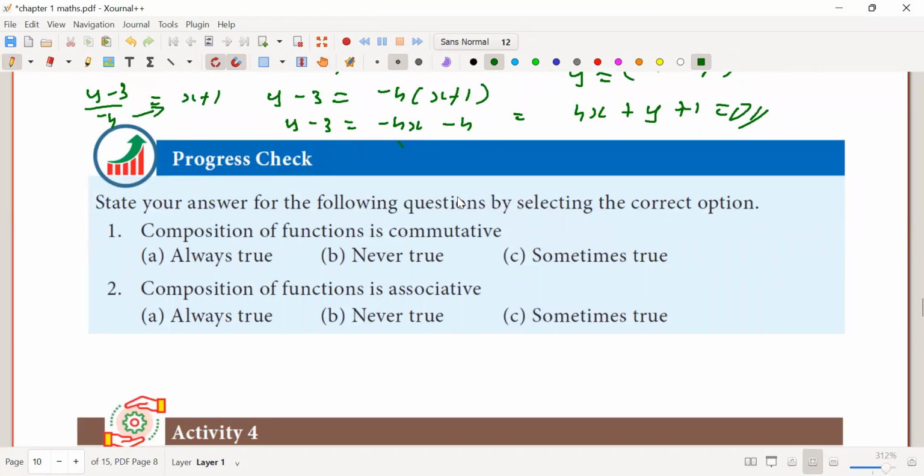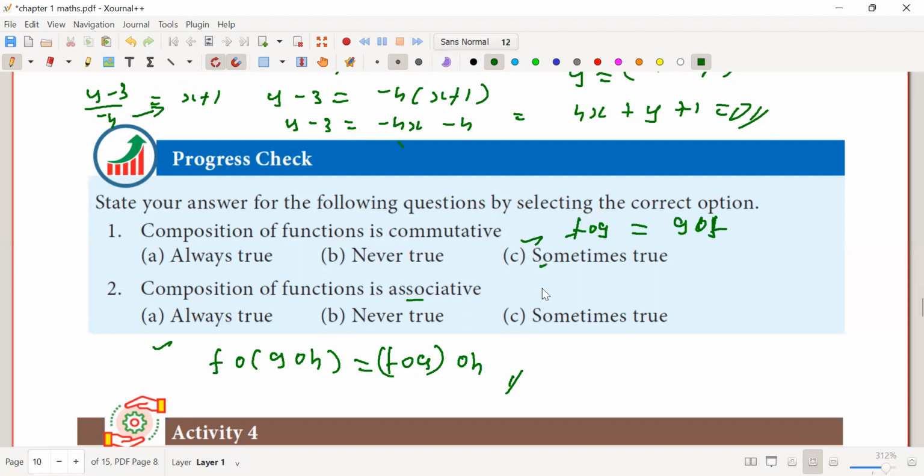Progress check. State your answer for the following question by selecting the correct option. Composition of function is commutative. Is that true or not? It's not. No. Sometimes. We found sometimes it was equal. All right. Composition of function is associative. It's always true. F of g of h always equal to f of g of h, this is associative. Commutative is f of g equal to g of f. This is sometimes commutative, but not always. But this one is always true.